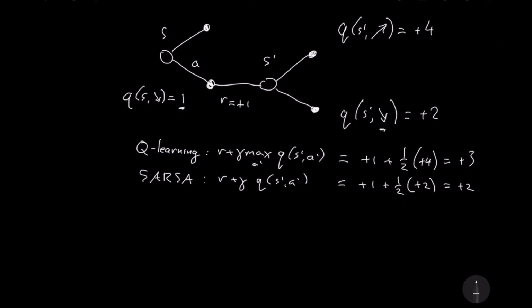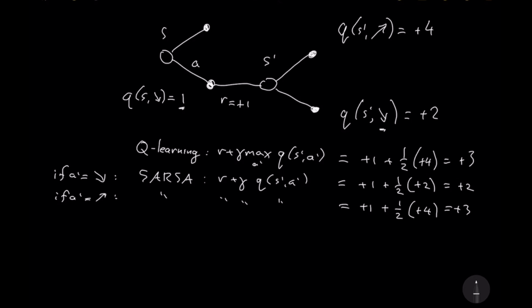Or, alternatively, if the up action was taken, it could also have generated a target of +3. So if A prime is down, this is what happens. And if A prime is up, this is all the same, but the update is slightly different.